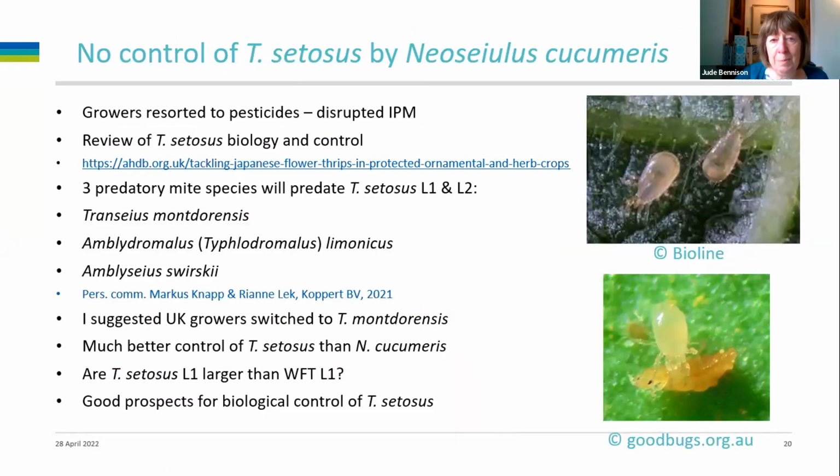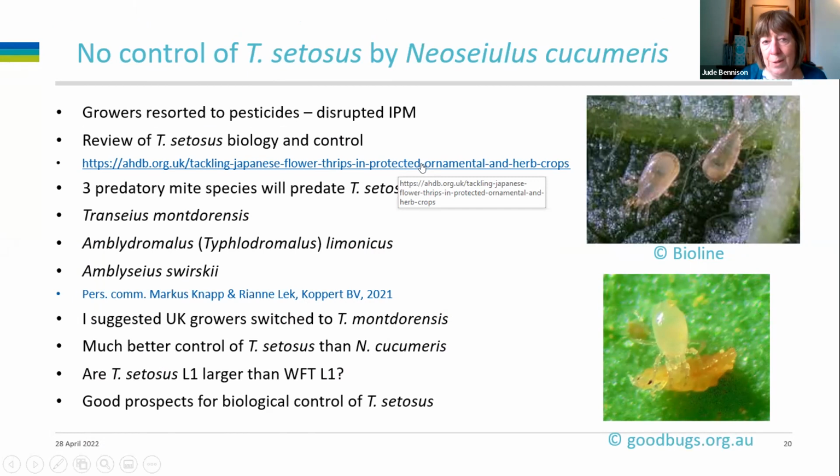However, it doesn't seem to be very good against Cytosis, because when this came in, the growers who had Cytosis were all using Cocumurus, which was giving very nice control of their western flower thrips, but it wasn't controlling Cytosis. So they all had to start using pesticides, which of course disrupted their IPM. So AHDB asked Alicia and I to do a review on the biology and control of Cytosis.